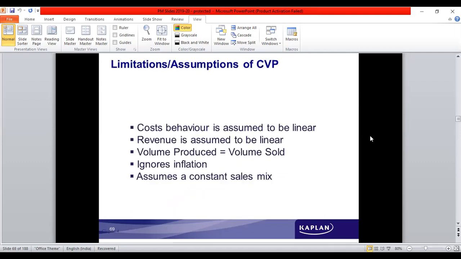Okay, done. But cost volume profit analysis is based on certain assumptions, and those can also be looked at as limitations. The assumption of cost volume profit analysis is that cost behavior is assumed to be linear. The equation of a linear relationship can be presented as y is equal to a plus bx. So the relationship is presented in this particular format: y is equal to a plus bx.